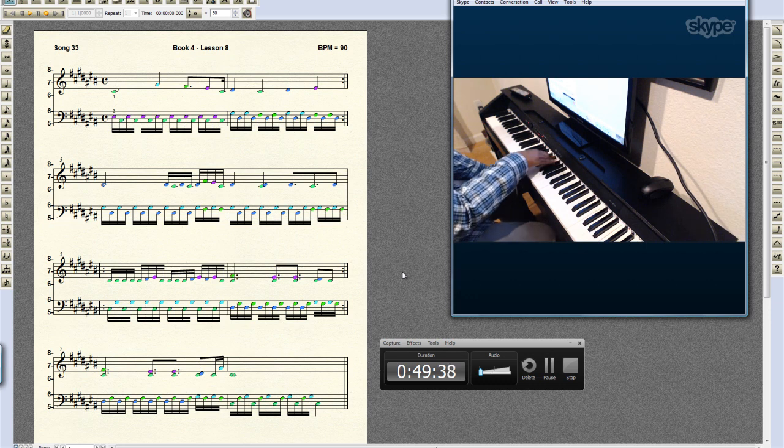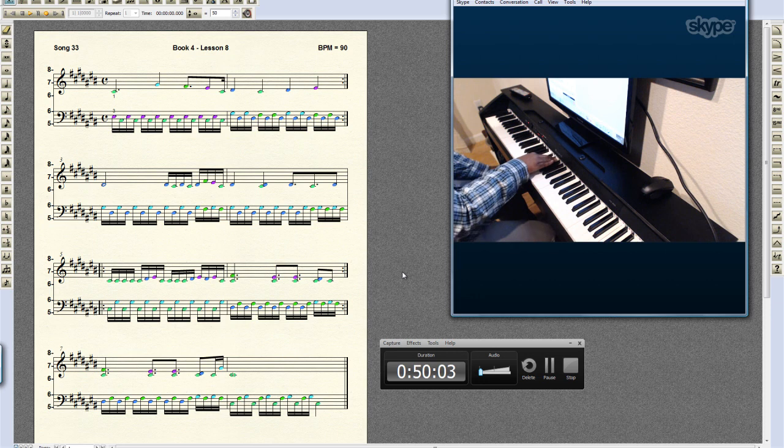I want you to try counting it now. Your first one is a 6. Your next 2 are 3s. And your last 2 are 2s. So 1, 2, 3, 4, 5, 6. 1, 2, 3, 1, 2, 3, 1, 2, 1, 2. Try that. 1, 2, 3, 4, 5, 6. 1, 2, 3, 1, 2, 3, 1, 2, 1, 2. Faster.